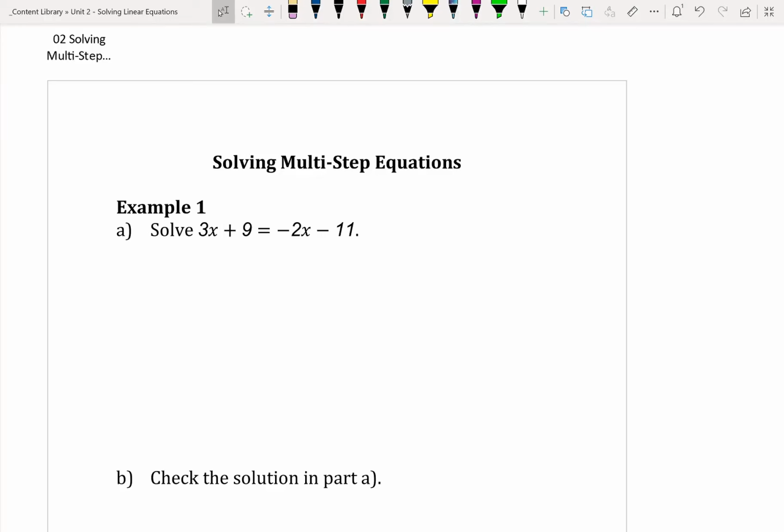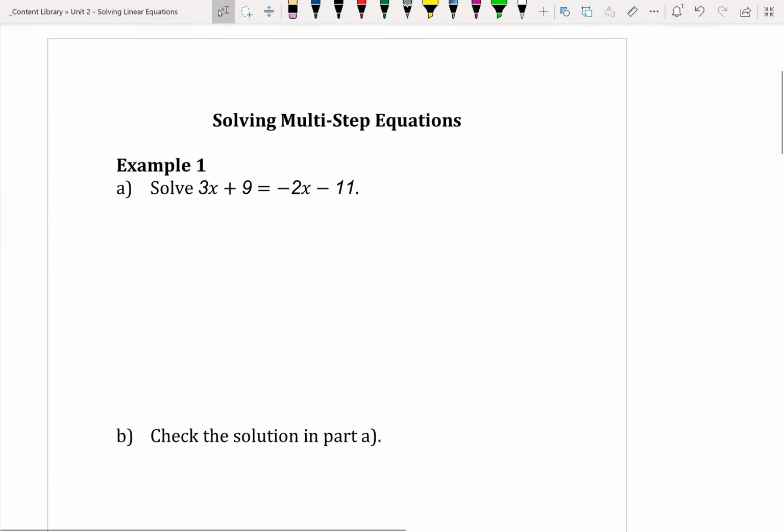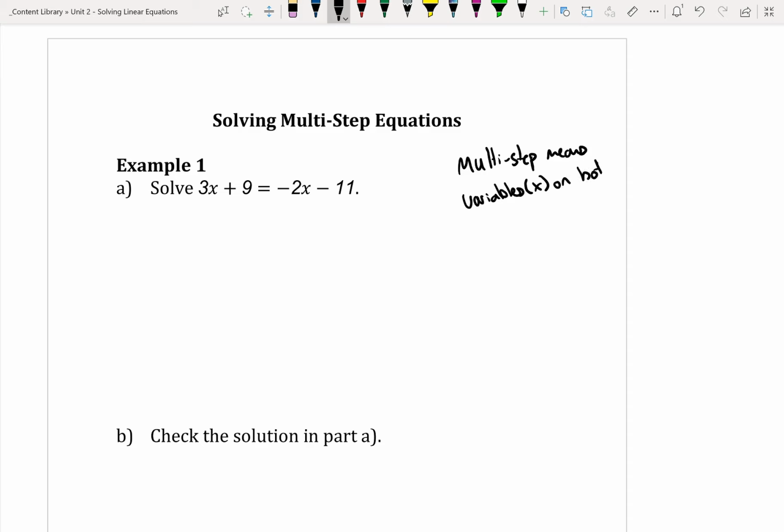In today's note, we're going to look at solving multi-step equations. So this is going to be a little bit different from the 1- and 2-step equations that we did in the previous note. A multi-step equation means variables such as x on both sides. So all that means is that we have variables such as x on both sides of the equal sign.